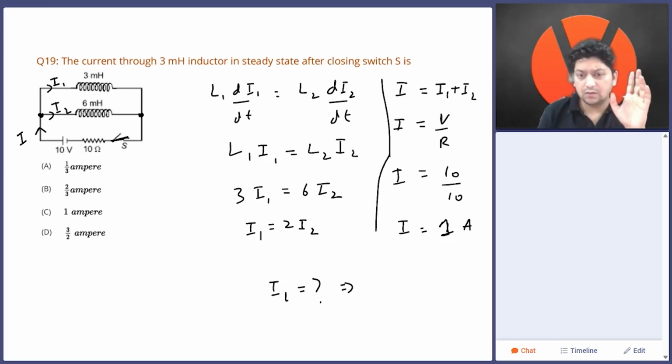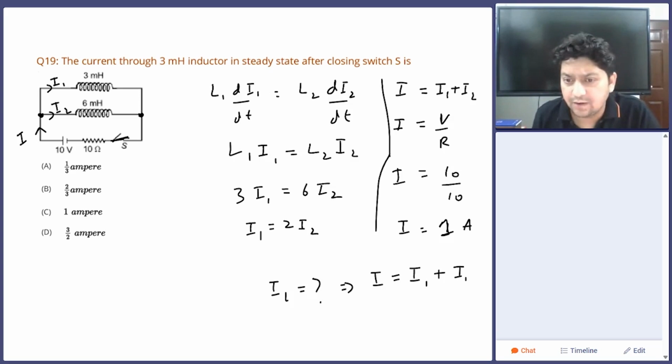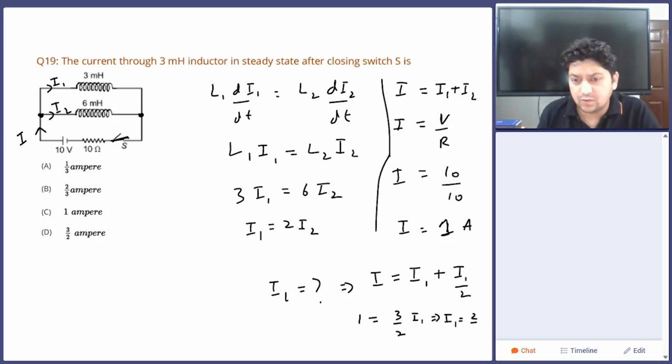So what we can do, as we know, I is equal to I1 plus I2, so we can substitute I2 as I1 by 2, right? And I is 1 ampere. I1 plus I1 by 2 is 3 by 2 I1, so I1 comes out to be equal to 2 by 3 amperes. So 2 by 3 amperes. B option has to be the correct answer. Okay, so this is the way of solving this type of question.